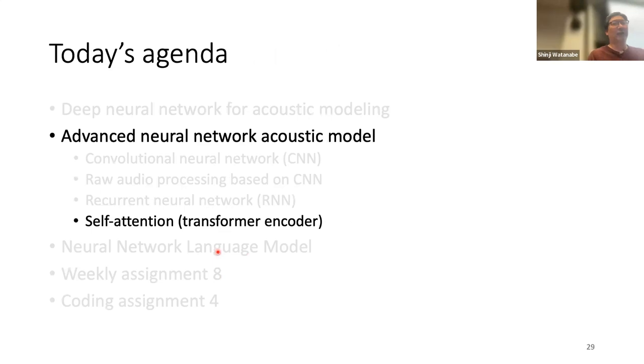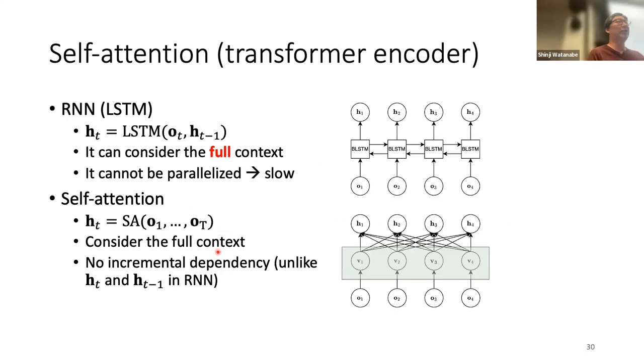Okay, sounds good. So now I move to the transformer, which is actually solving some of the issues in the recurrent neural network or LSTM and so on. First, the LSTM is very cool. We can actually consider the full context, right, as we discussed in the cell information. That is very cool. But the drawback is that it is very slow. We cannot parallelize across the frame.